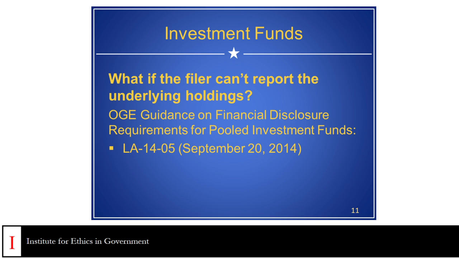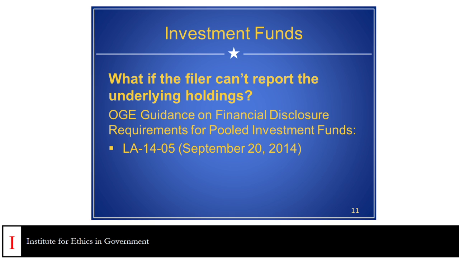If the filer has knowledge of the assets but is unable to disclose the holdings of the investment fund due to a confidentiality agreement, the following requirements apply. The confidentiality agreement must be in writing and must be binding. The confidentiality agreement must unambiguously require non-disclosure, and it must have been in place before the nominee knew he or she was being considered for a government appointment. In this case, the agency reviews the confidentiality agreement to see if it meets these criteria.